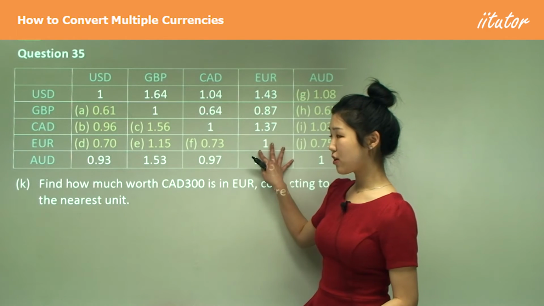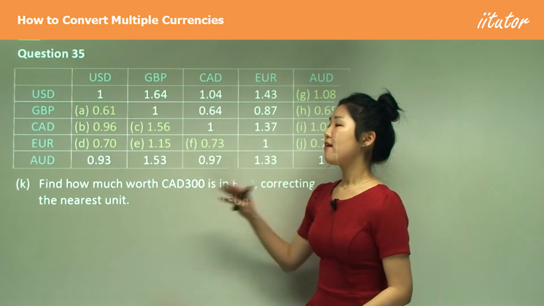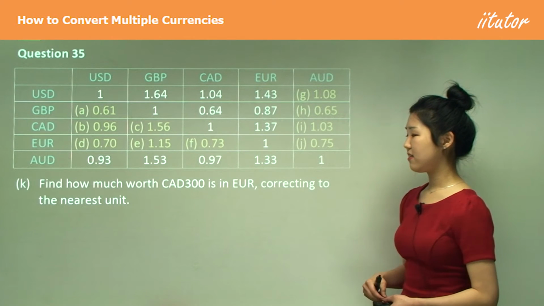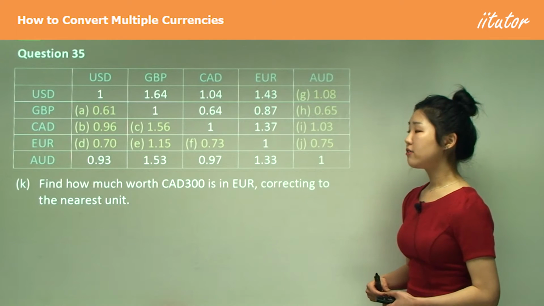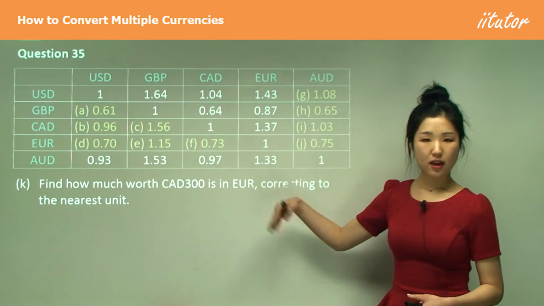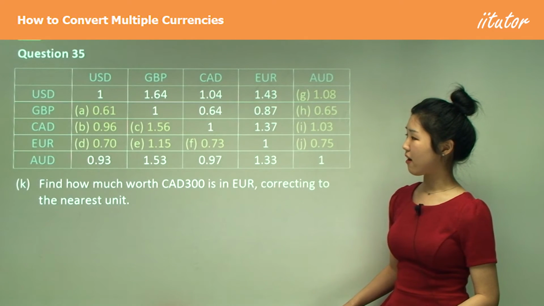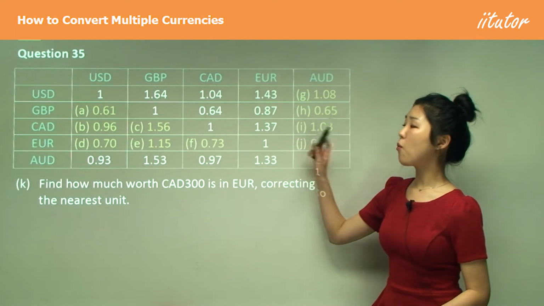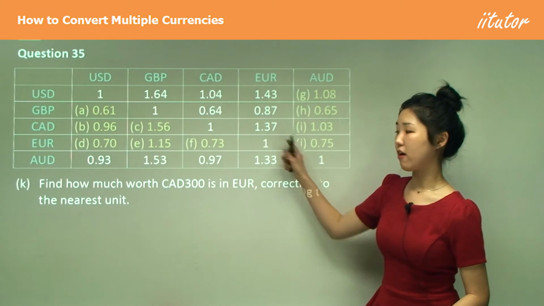Okay, so we still have to look at the box here, the table, but the question's a little bit different. Find how much worth CAD 300 is in EUR. Correcting to the nearest unit. So we want to know how much CAD 300 buys in the EUR exchange rate. CAD to EUR. So 1 CAD buys 1.37 EUR.